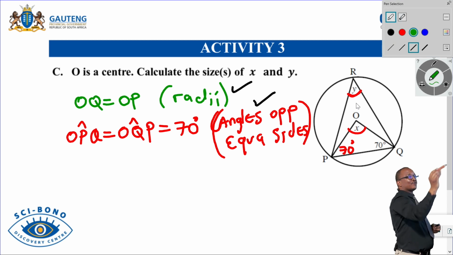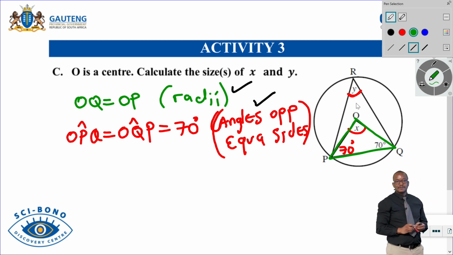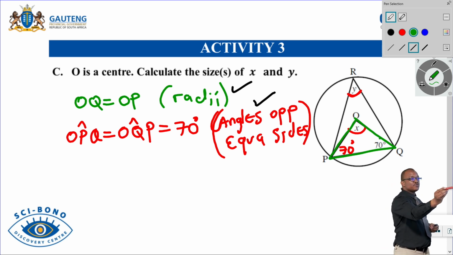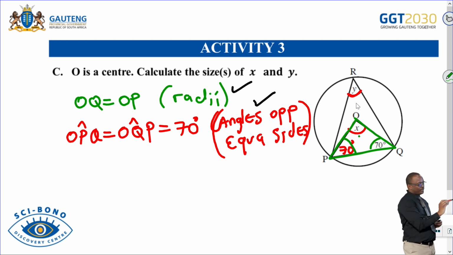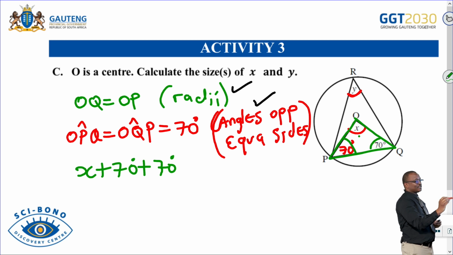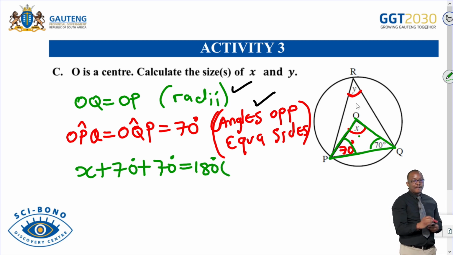How can we get the angle of x? You know that OPQ is a triangle, and we have two angles inside the triangle, but one is unknown. Then from there, we add x plus 70 degrees plus 70 degrees, it's equal to 180. That is the statement. What will be the reason?